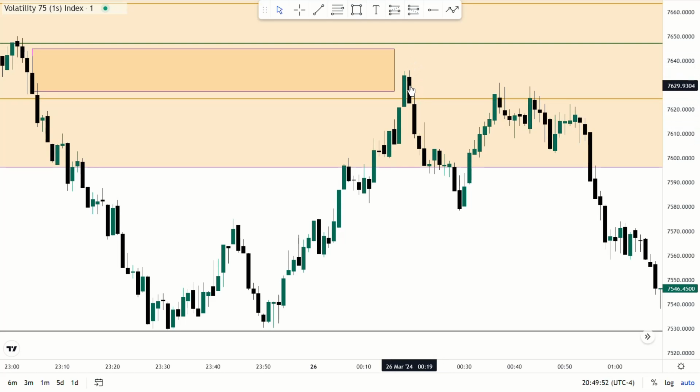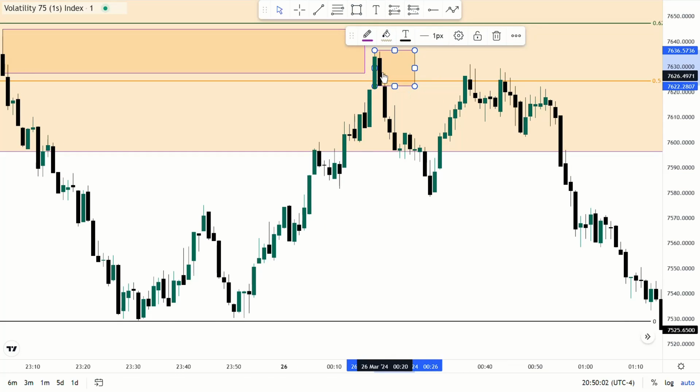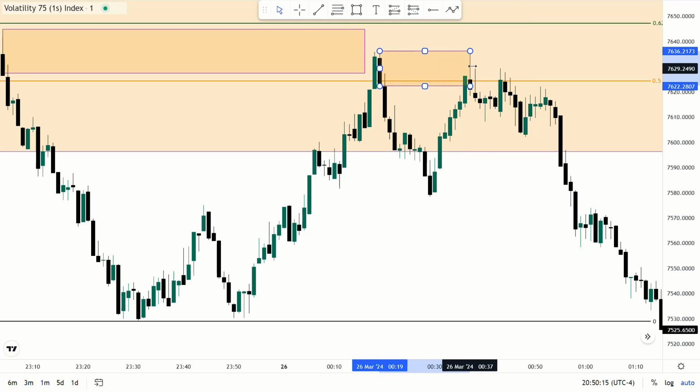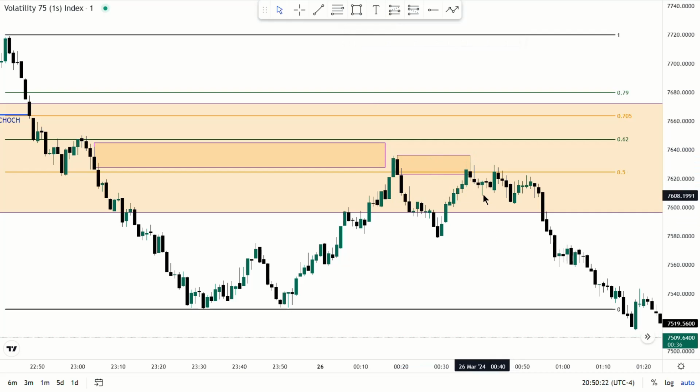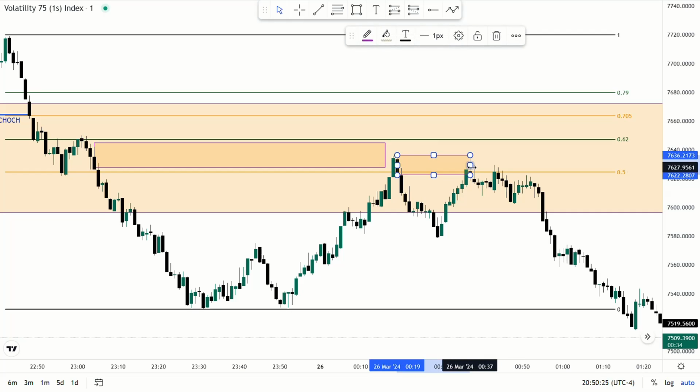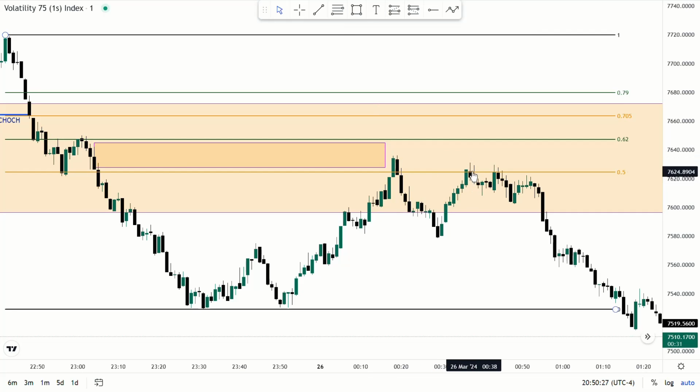This black candle right here would have given you, let's see, right there. This would have given you something to work with. You could have taken your sell there, and even if you missed your sell here, I can see another one here, this black candle again.